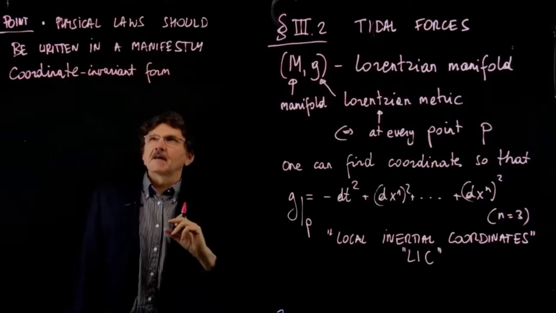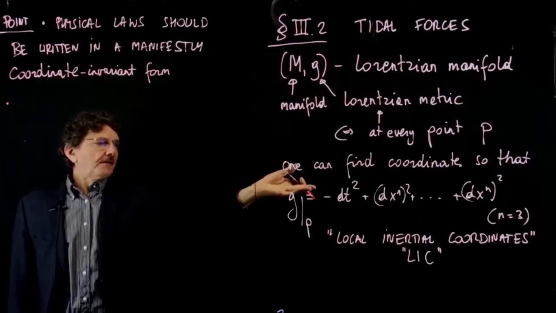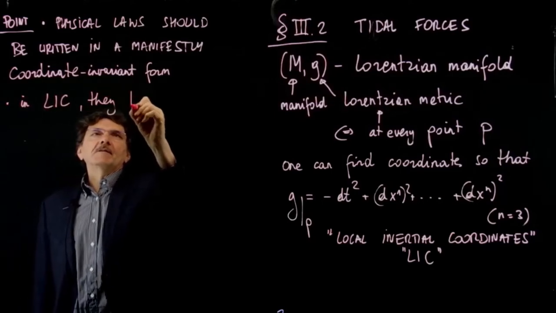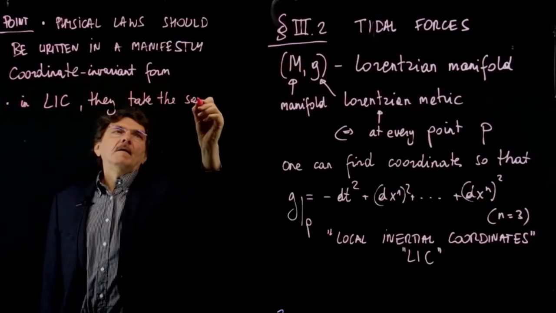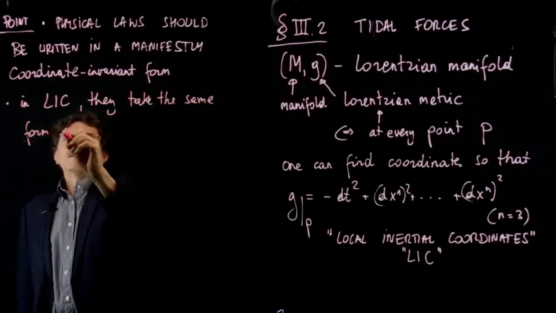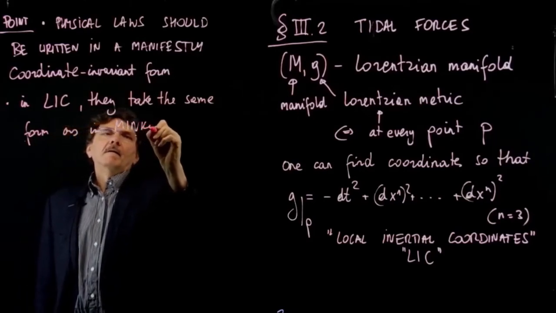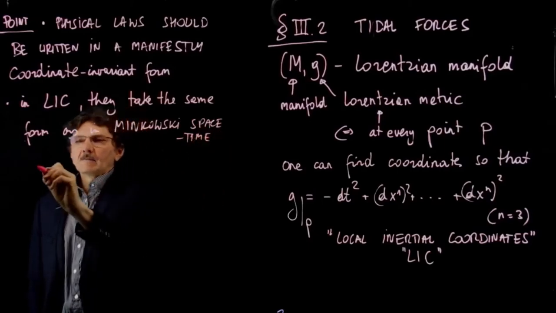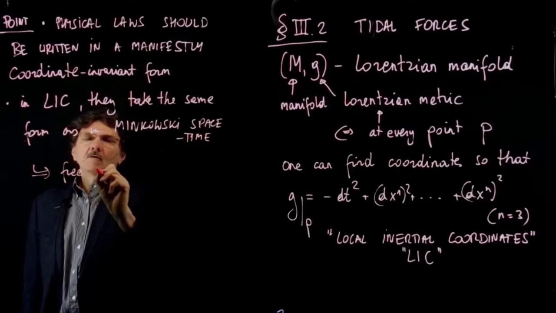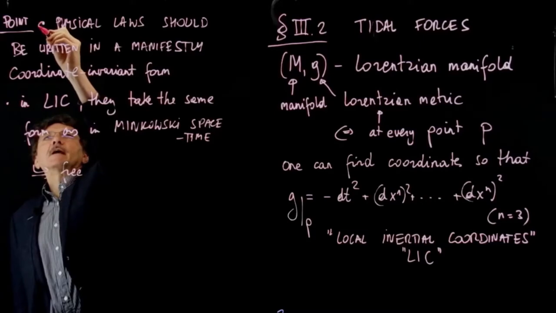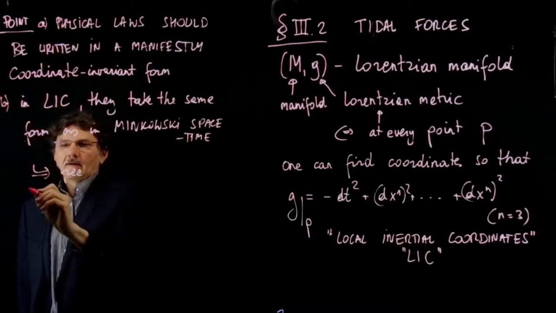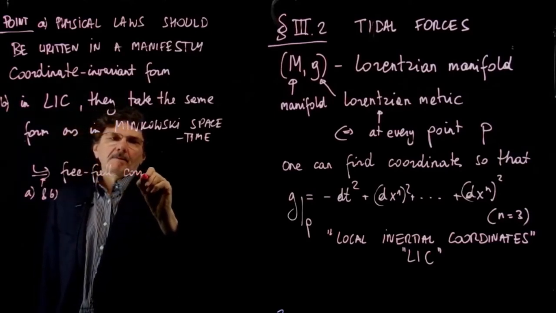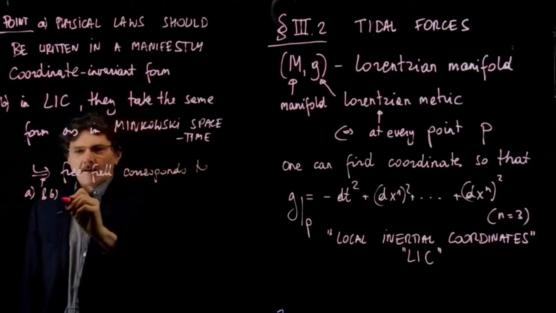And good, so that's the first thing. But then if you go to these local inertial coordinates, so in LIC, they take the same form as in Minkowski spacetime. And this implies that a free fall, so these two points, let's see, if I call this A and B, implies free fall corresponds to geodesics, affinely parametrized geodesics.